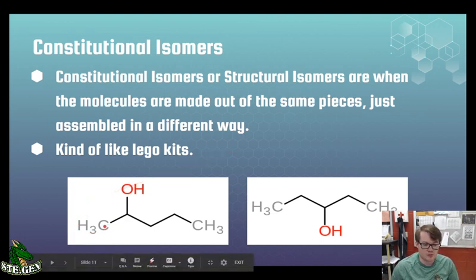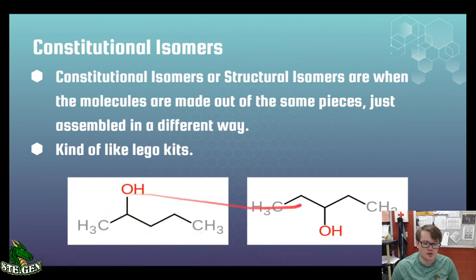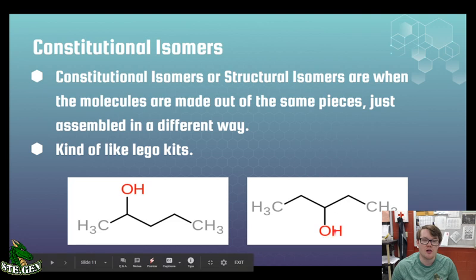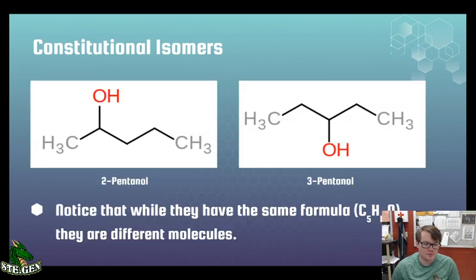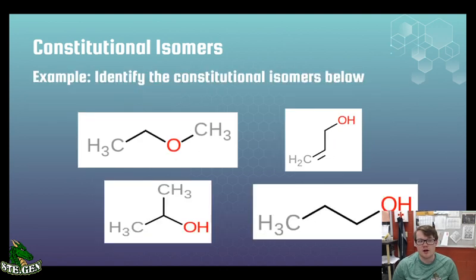This would be pentan-2-ol, and this would be pentan-3-ol. So that's actually two completely different structures, but they're made out of the exact same pieces. It's kind of like Legos. You can take Legos and you can assemble them a whole bunch of different ways, even if the pieces are going to be exactly the same. So notice that while they have the same formula, again, C5H12O, they are actually different molecules.